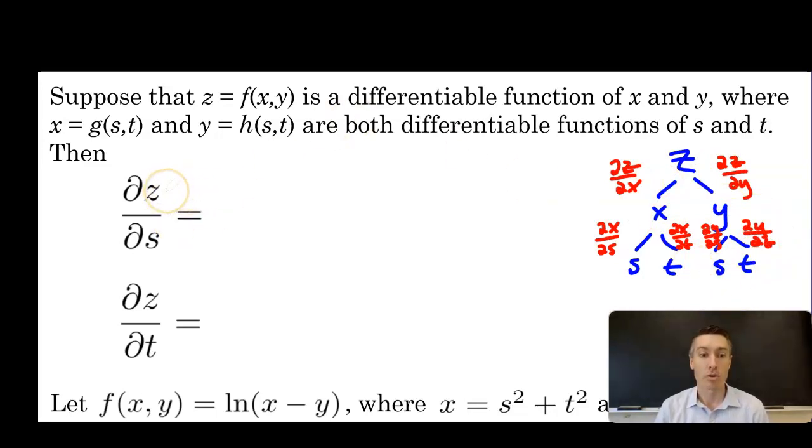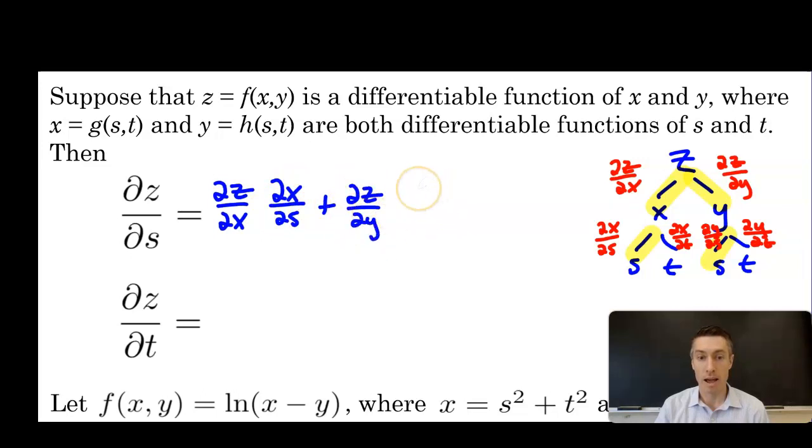If we're taking the partial of z with respect to s, we have to go down the branches so that we end at s each time. So with respect to s, we first differentiate z with respect to x, and then x with respect to s. And then go down the other branch with respect to y, and then with respect to s. Everything in yellow is going to get us to the partial of z with respect to s. So partial of z with respect to x, times partial of x with respect to s, plus partial of z with respect to y, times partial of y with respect to s.